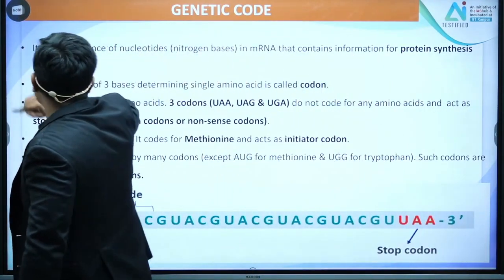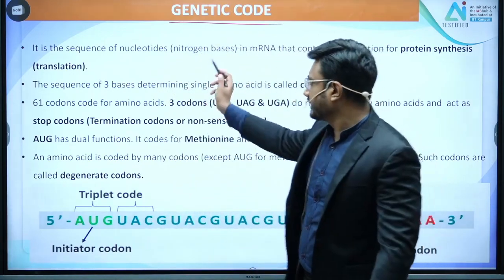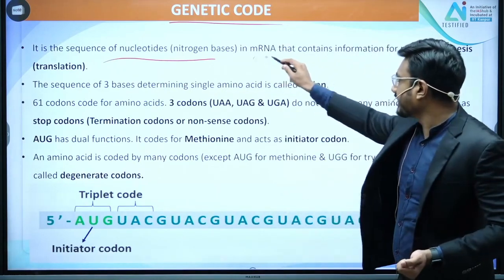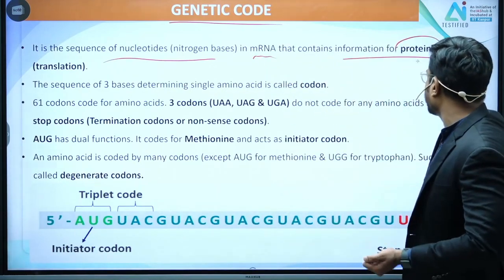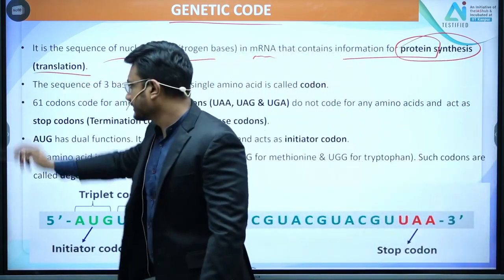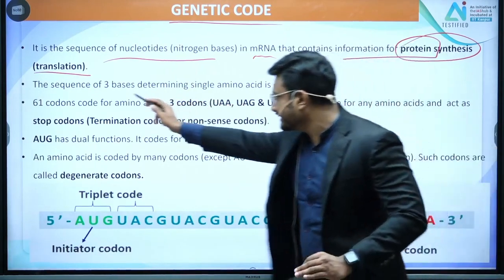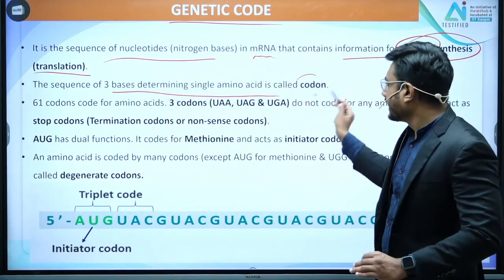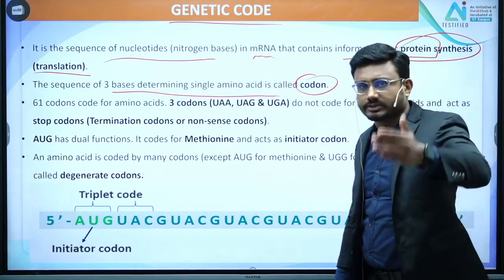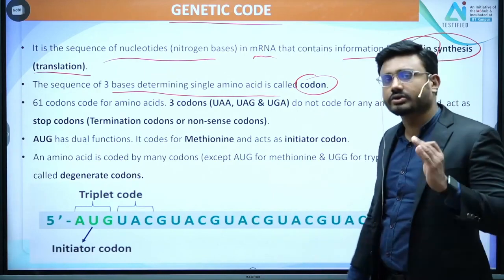What is meant by genetic code? The genetic code is a sequence of nucleotides. These are the nitrogenous bases in the mRNA that contain information for the synthesis of proteins. That is translation. The sequence of 3 bases that determines a single amino acid is known as the codon. So the sequence of 3 bases is responsible for coding a single amino acid. That is what is meant by codon.